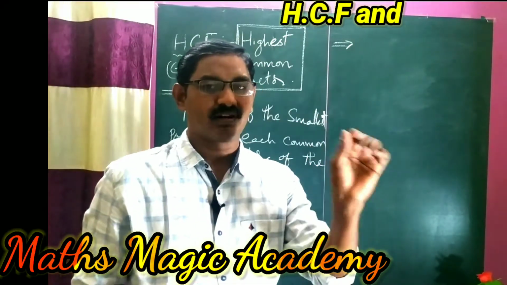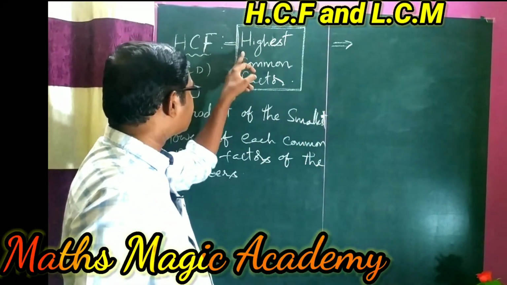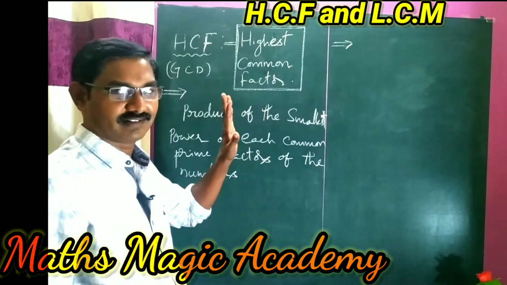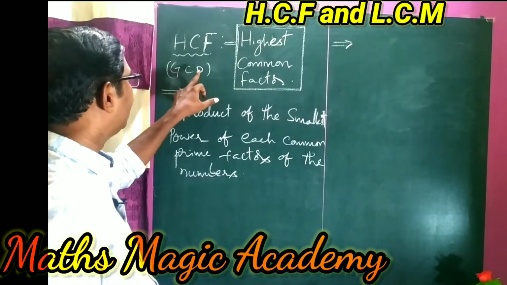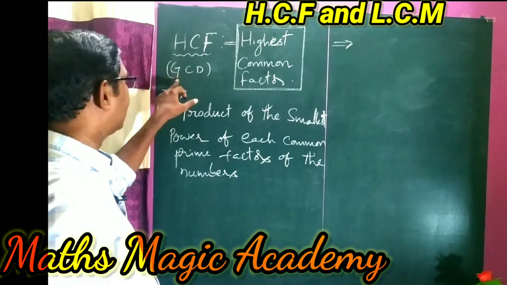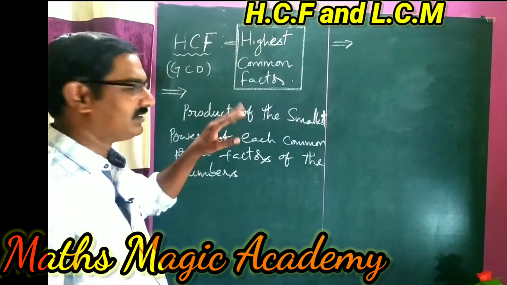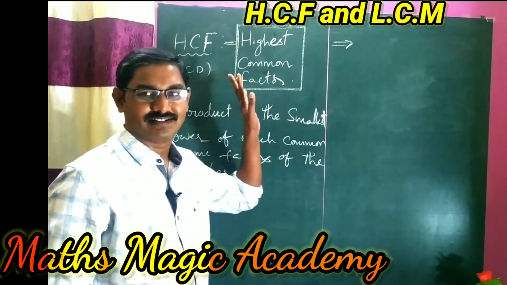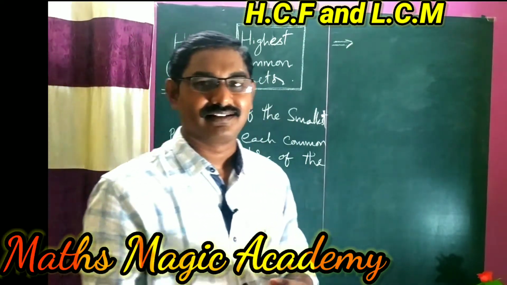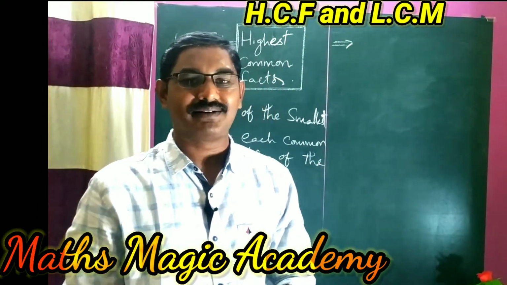HCF is nothing but highest common factor. It is also called the greatest common divisor. So greatest and highest are both similar, common is similar, and factor and divisor are similar. So here factors and divisors, both are the same, right?